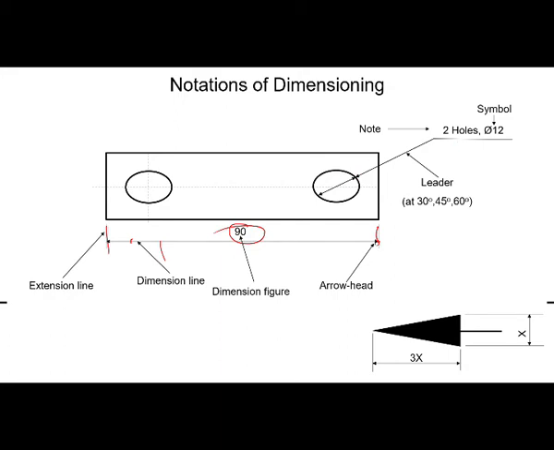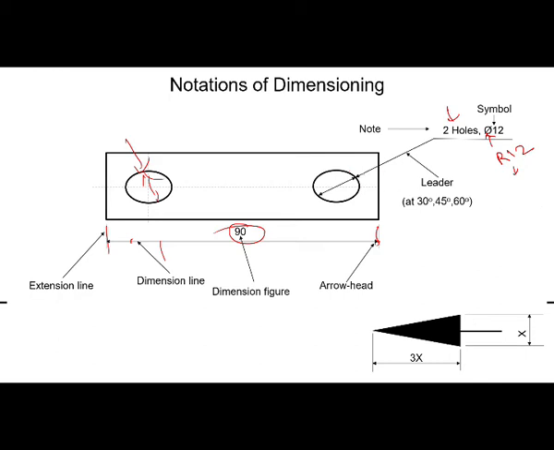The size of this ellipse, two holes: the way of writing this dimension for two holes is that we cannot symbolize here and here separately, because both are equal. So we indicate only one ellipse, and we give the number of how many holes there are. So two holes, and this is the phi. Phi means diameter. If it were R 12, it would mean radius, but phi is given, so the diameter is given. So 12 diameter, two holes: there are two holes in this object.